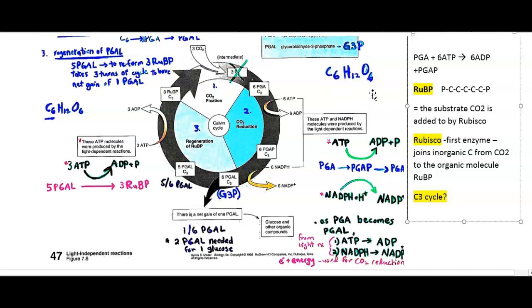Step number 1, carbon dioxide fixation. Rubisco joins or fixes the carbon dioxide and the RuBP together. And that makes PGA. 6 PGAs, each having 3 carbons. Carbon dioxide reduction now is going to take place. Remember, reduction is a gain of 3 things: electrons, hydrogens, and energy. So here, when ATP breaks a bond, it is going to be releasing energy. It's a high energy bond. It's going to release high energy.